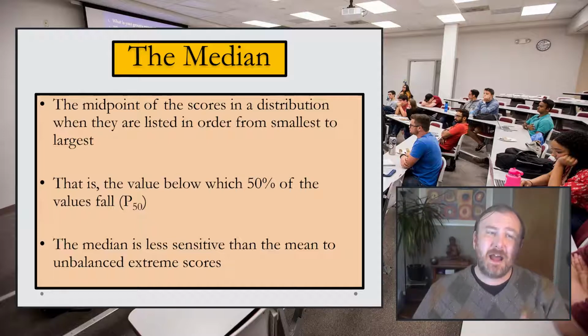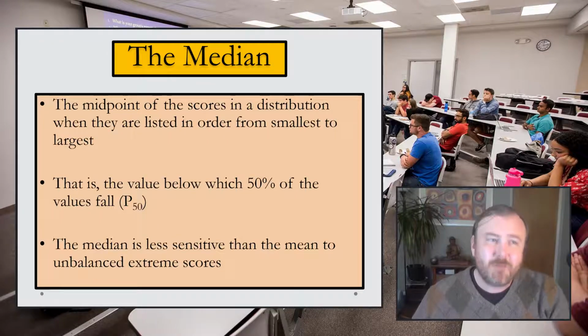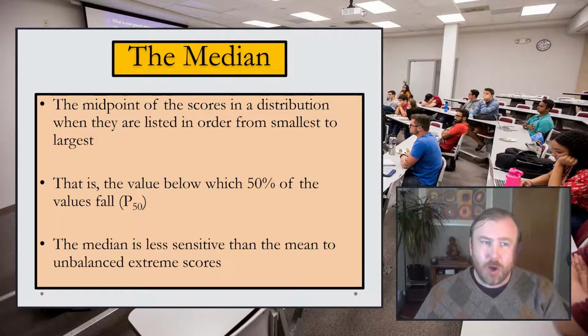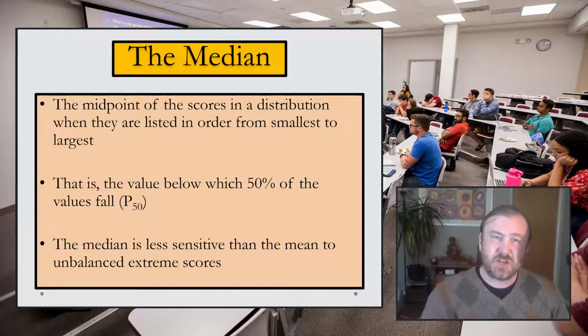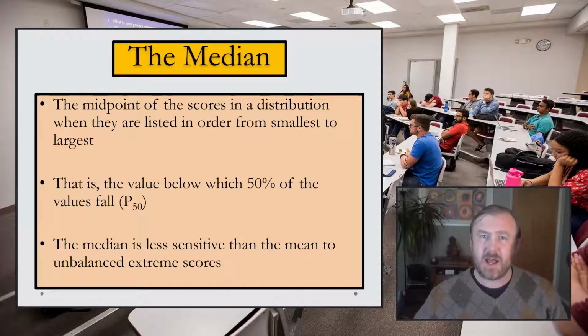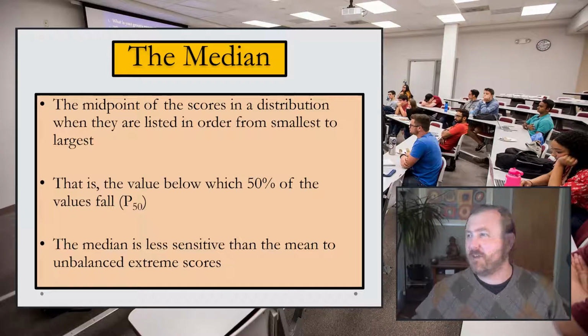So the median represents the value below which 50% of all people fall in the distribution. Now, because we're just looking at the position, ordering them from smallest to highest and looking at the midpoint, it doesn't really matter what the values of any of the individual people are, right?